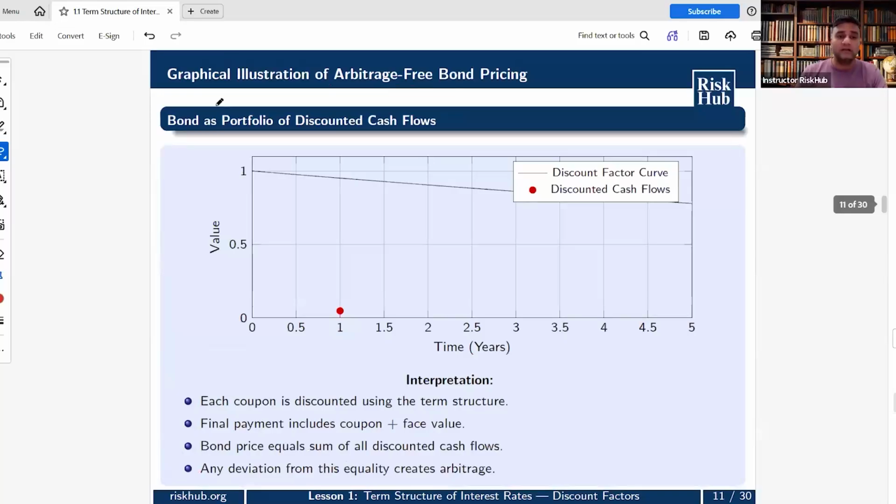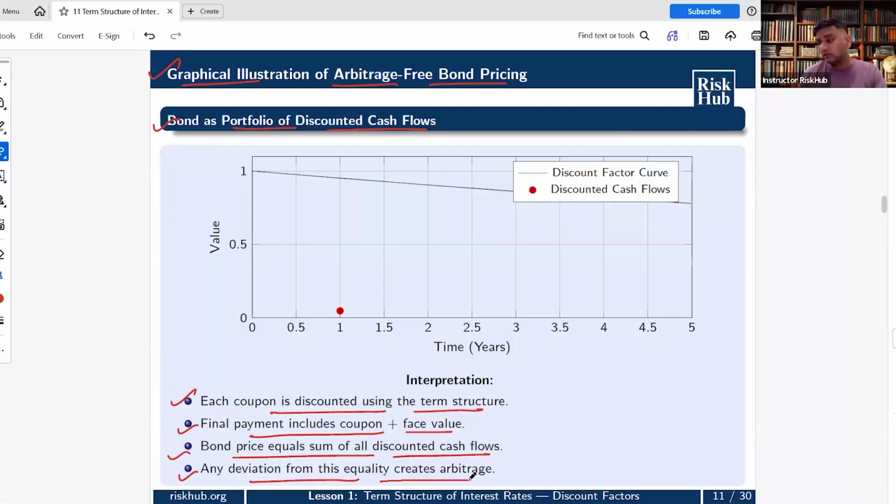Then we get into the next part, which is the graphical illustration of arbitrage-free bond pricing, bond as a portfolio of discounted cash flows. So what is on the slide? Basically one chart and 4 interpretation bullets, no formula. Each coupon is discounted using a term structure. The final payment includes coupon plus face value. Bond price equals the sum of all discounted cash flows.